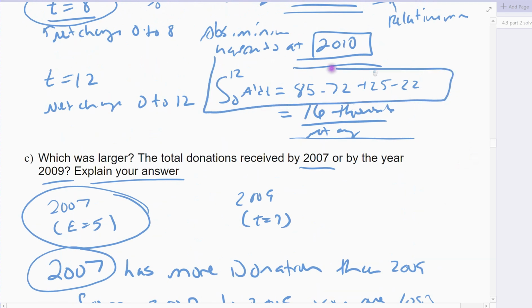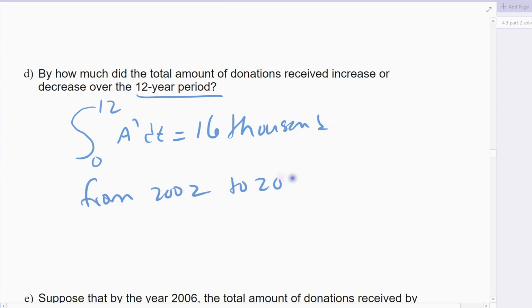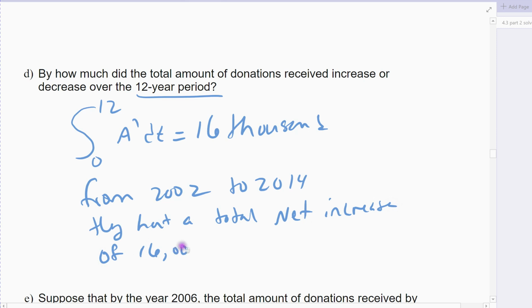That was what we did here. And so it came out 16,000. All right, this came out 16. Oops, I'll put 12. 16. Remember, it's in thousands. And so from 2002 to 2014, they had a total net increase of $16,000 in donations.